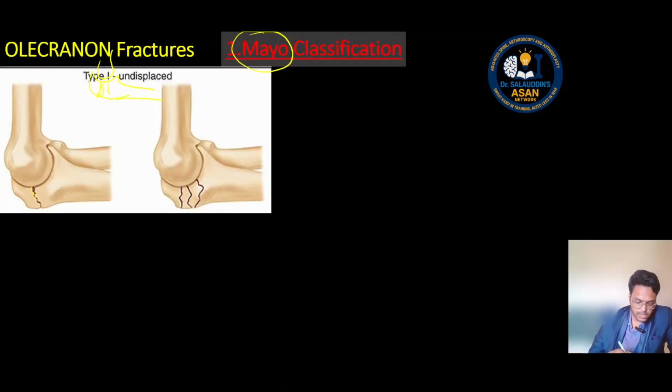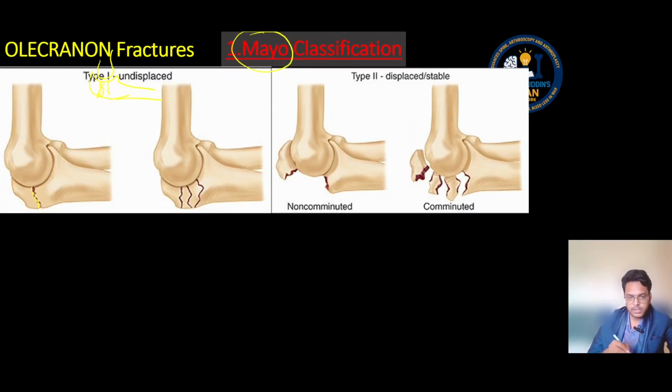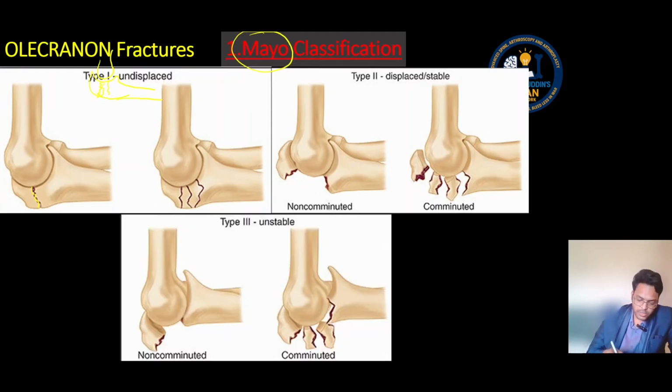One is undisplaced fracture, and whether it is simple or comminuted. First one is undisplaced, simple, comminuted. Next is displaced, whether it is noncomminuted or comminuted. Next is unstable fracture, noncomminuted or comminuted. Type 2 and 3 are the same, the only difference is type 2 is a stable fracture, there is no chance of dislocation. Type 3 is unstable where there are more chances of dislocation of the elbow. This is the Mayo classification for olecranon fracture.